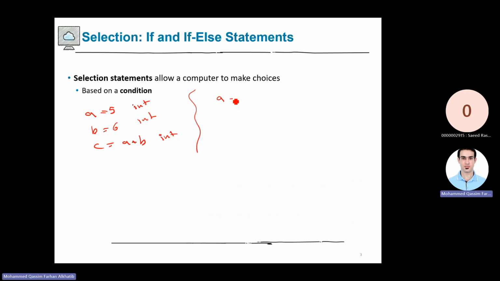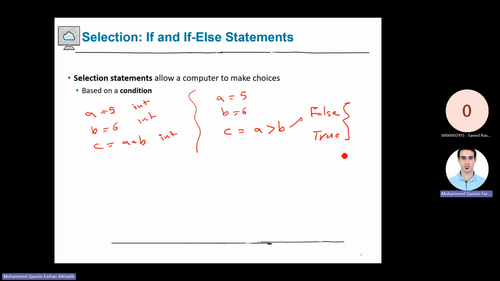A equal 5, B equal 6. Then we said C equal A larger than B. So this is not an arithmetic operation. That's not math anymore. You just check. A equal 5, B equal 6. Is A larger than B? No. So this is what we call false. In this scenario, it is false. If it's not false, what will be the other option? True.